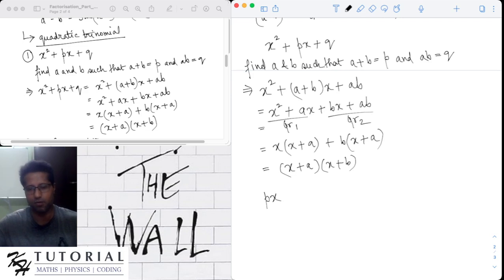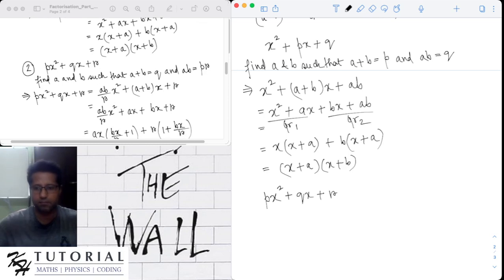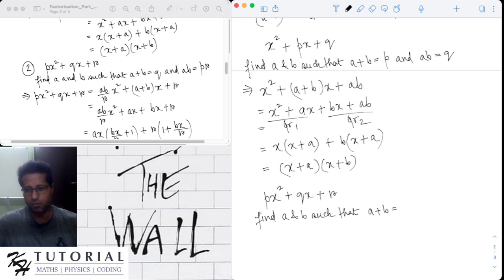So we will have a coefficient of x square, that is px square plus qx plus r. If you have this kind of polynomial, then also you have to find a and b, that is the numbers or constants a and b, such that a plus b will be equal to q, and a multiplied by b will be equal to pr.